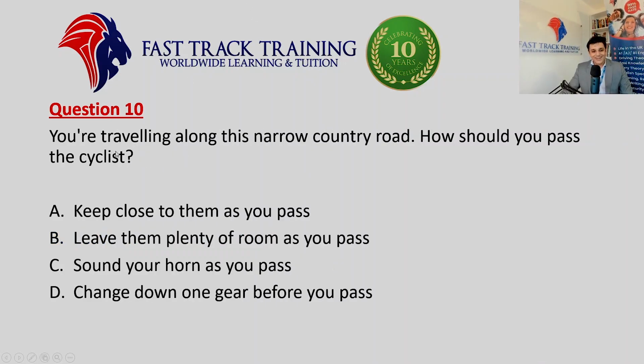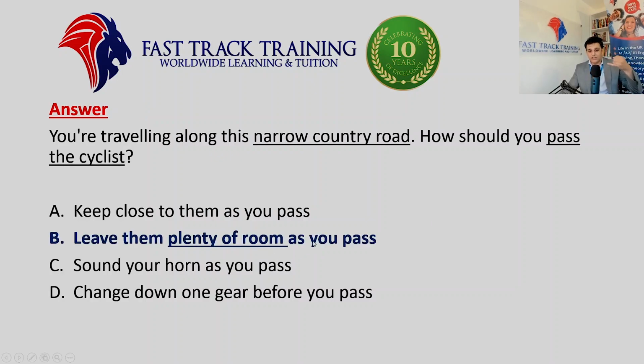I promise. You're traveling along this narrow country road. How should you pass the cyclists? Keep close to them as you pass. Leave them plenty of room as you pass. Sound your horn as you pass. Change down 1 gear before you pass. So out of these 4, keep close to them is a bad answer. Leave them plenty of room is a good answer. Sound your horn, nope. And change 1 gear down. So the last answer is leave plenty of room.